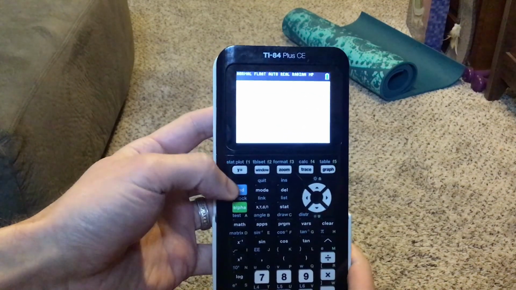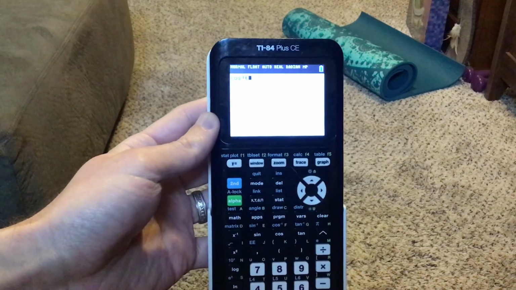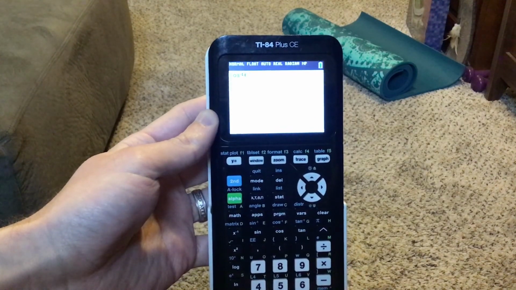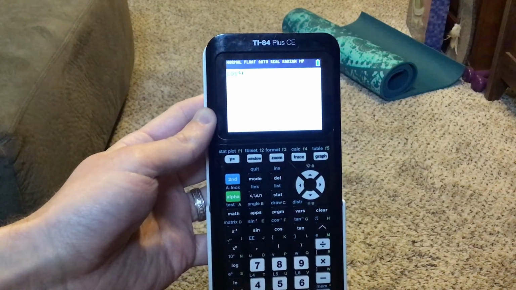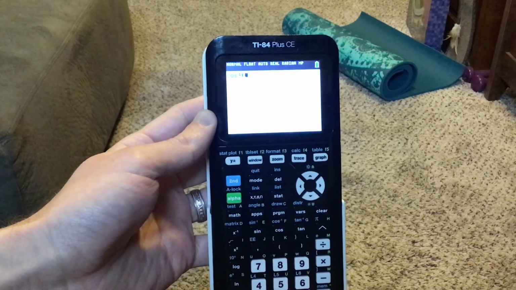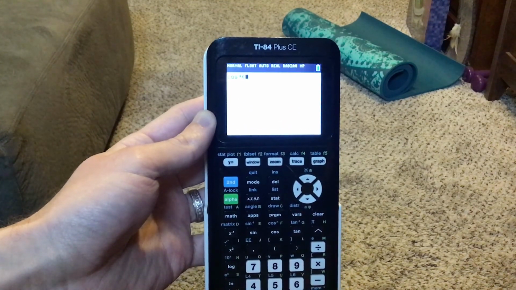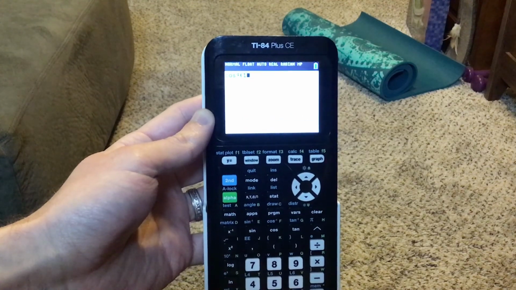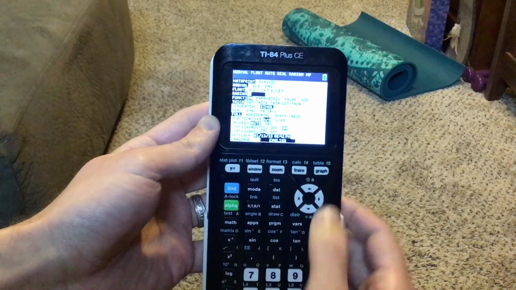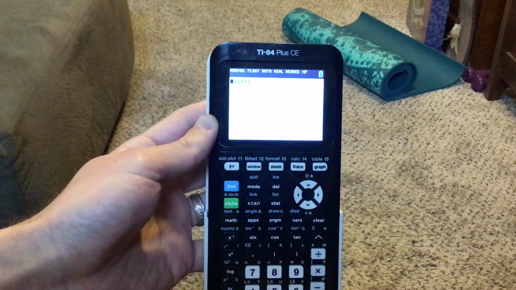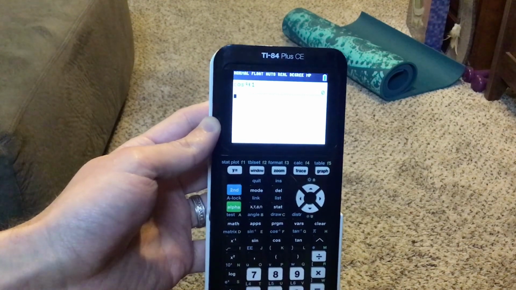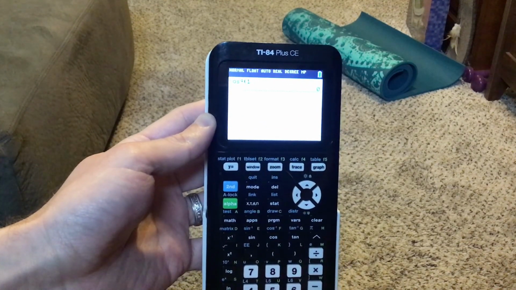And then the second error is the domain. So one thing for the inverse trig functions, especially arcsine and arccosine, is that you cannot put in a value that is larger than 1. So just as a demonstration, and I'm actually in radians, so let me quickly switch to degrees. Arccosine of 1 is going to be 0, so that's fine.